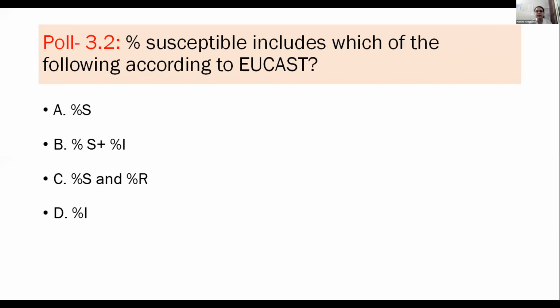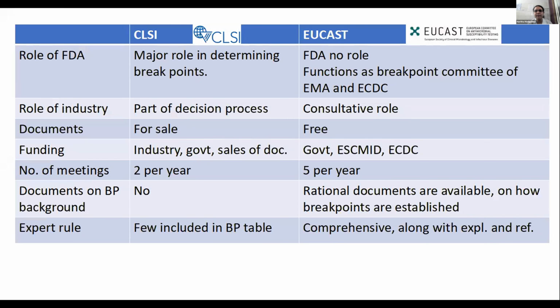Second question, the percentage susceptible includes which of the following according to EUCAST? Percentage susceptibility means what according to EUCAST? What would be the option here? B, the second option. So here, S plus I, very good. S plus I. So all of you already know the differences between CLSI and EUCAST, so let us quickly go through. These are the major differences.